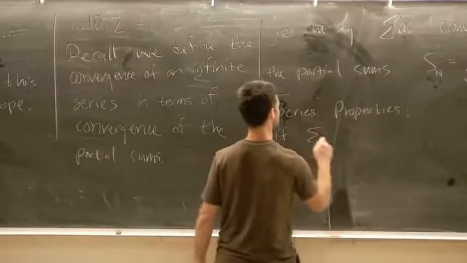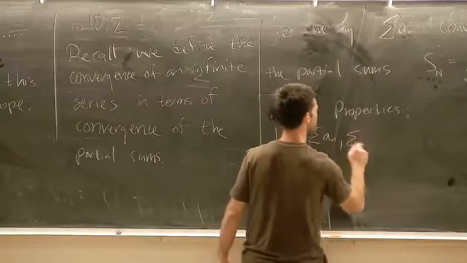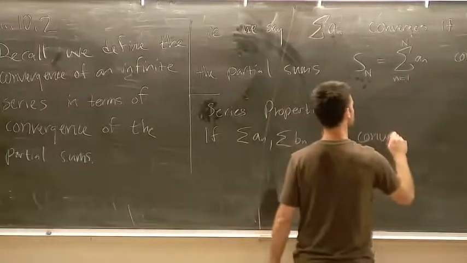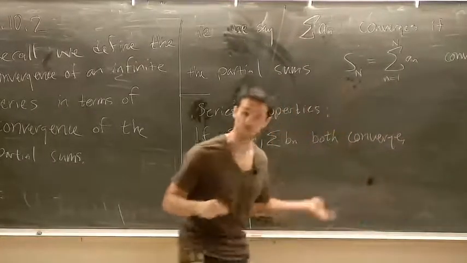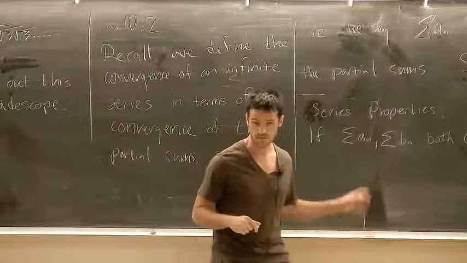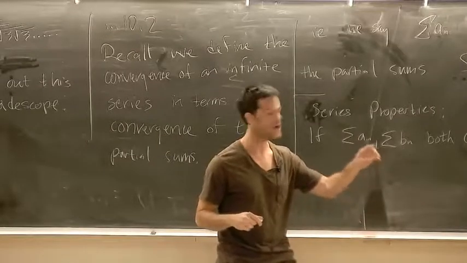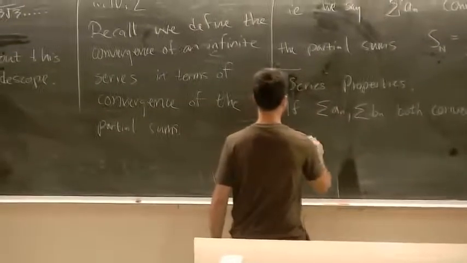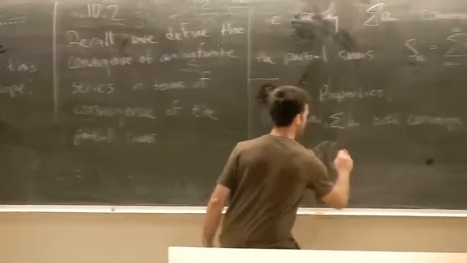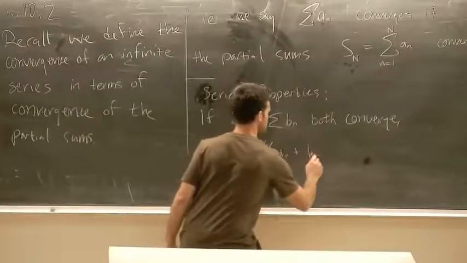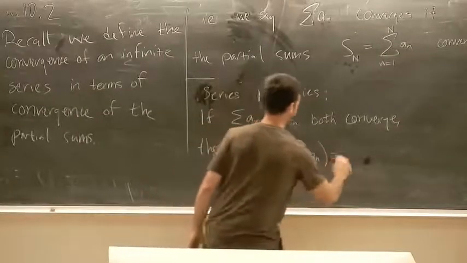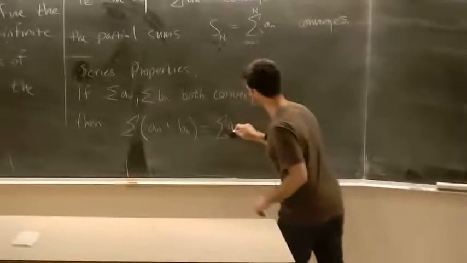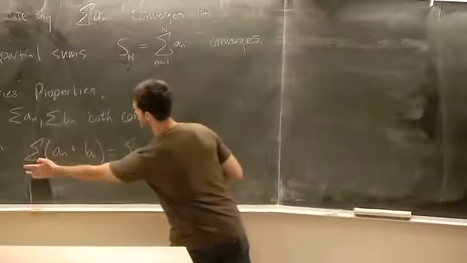If a_n and b_n both converge, then so do their sum and difference, and they converge to the sum and difference of the limiting values. So you can add the two terms, and you get exactly what you would hope to get. You can basically interchange this sum with this one.